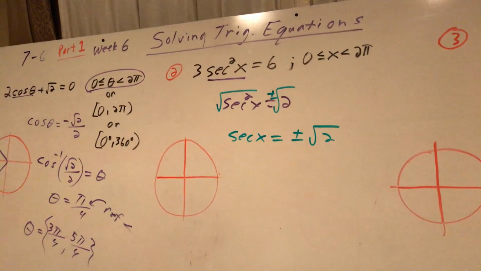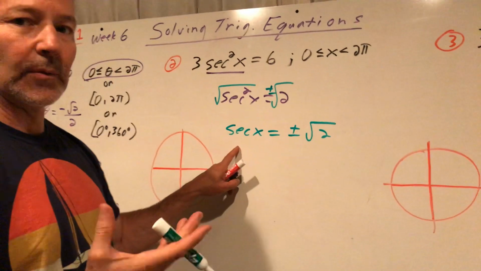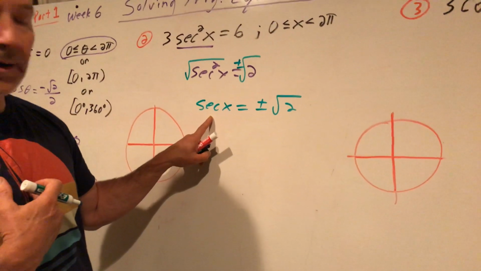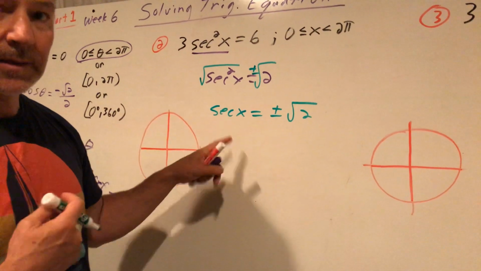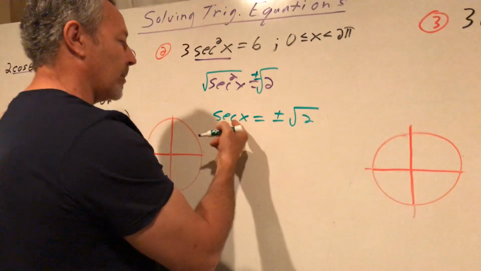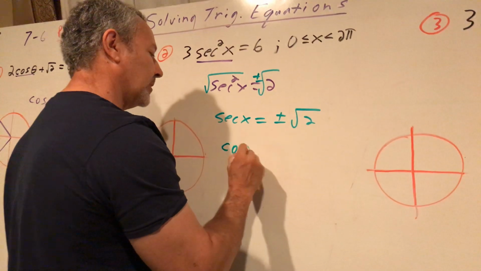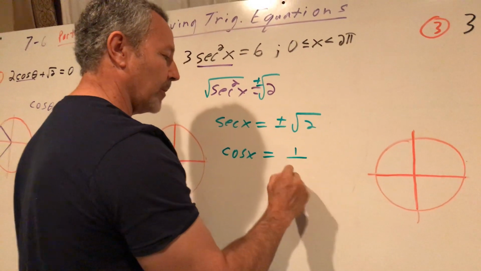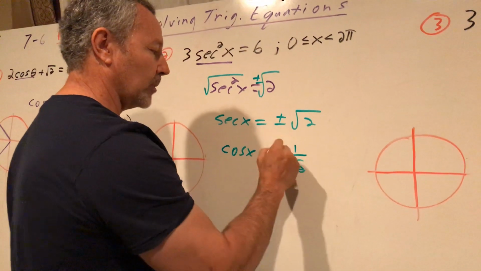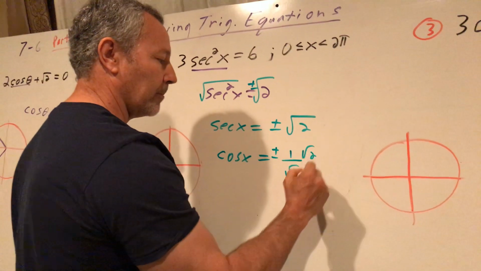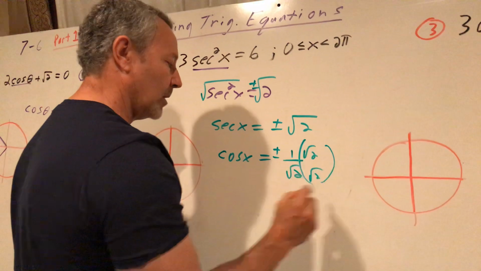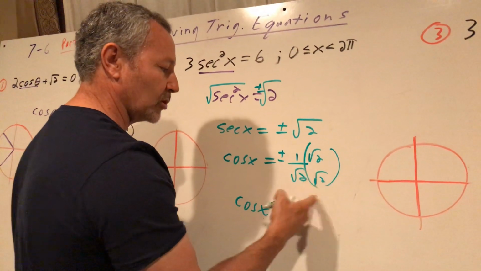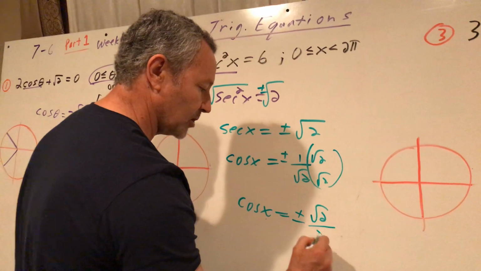Okay, and now I have one of the odd functions, one of the reciprocal functions, or secondary ones I'll call them. We can't do that on our calculator, so whose partner is secant? It's cosine. So I'm going to flip this. It'll be cosine of x equals 1 over root 2. I'm flipping that as well, and it's also plus or minus. And if I clean this up by multiplying by root 2 over root 2, cosine of x equals plus or minus root 2 over 2 again.